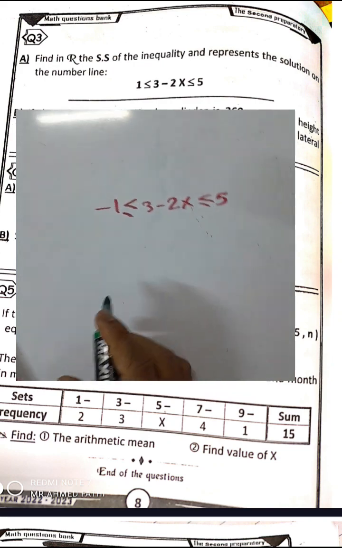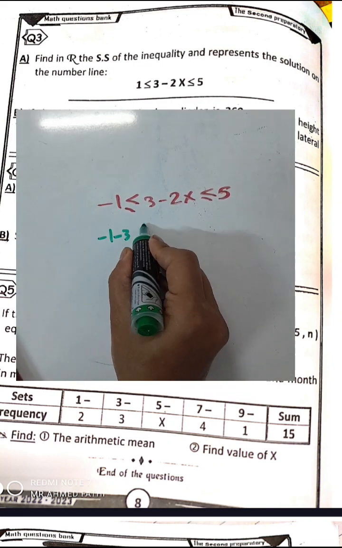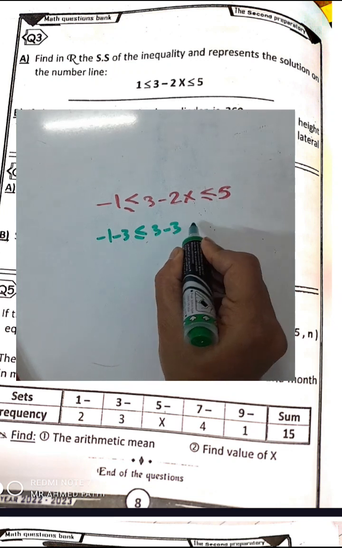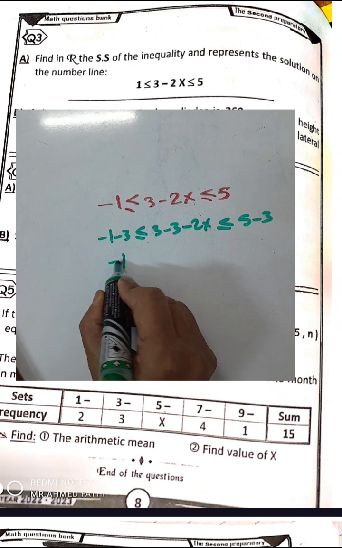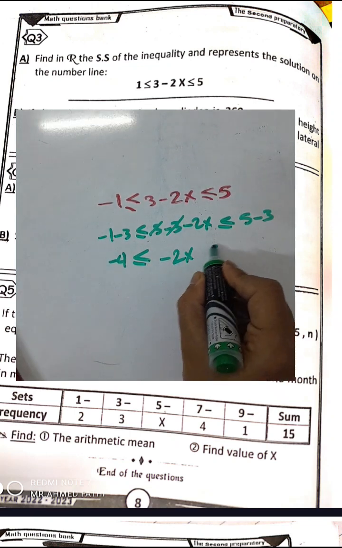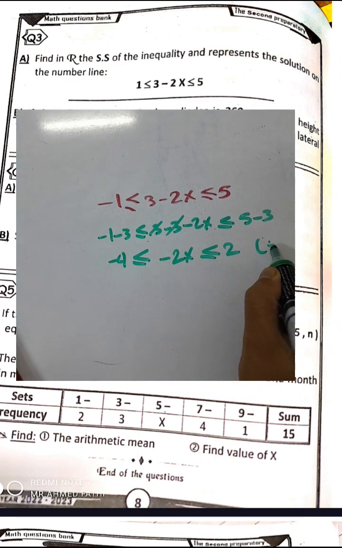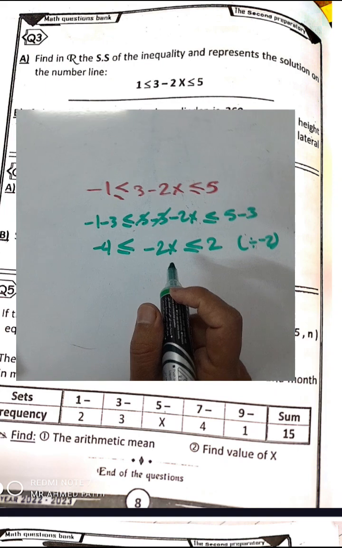We can write negative 1 minus 3 ≤ 3 minus 3 minus 2x ≤ 5 minus 3. The result will be negative 4 ≤ negative 2x ≤ 2, where we can cancel the 3s. Then you can divide by negative 2 to cancel the coefficient of x here.